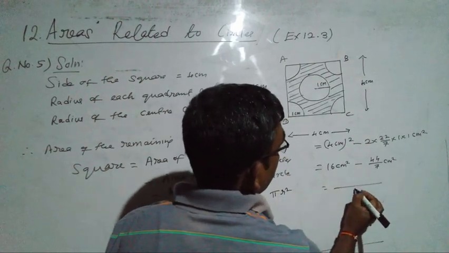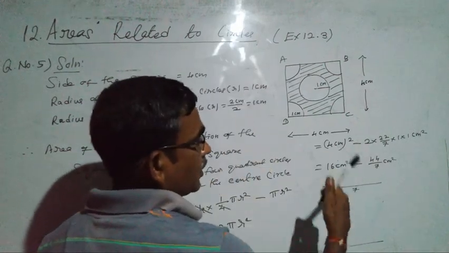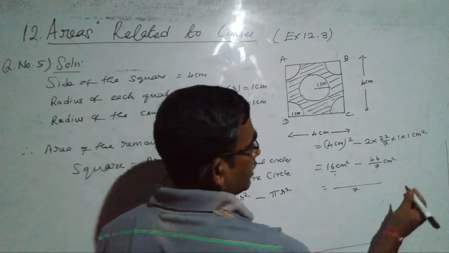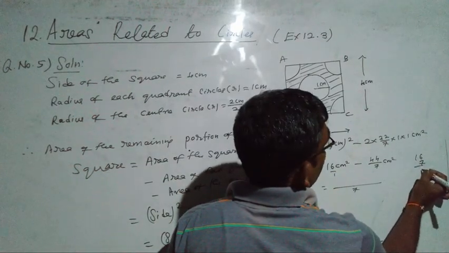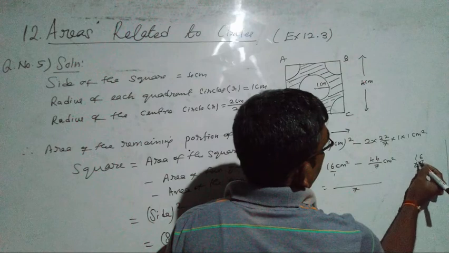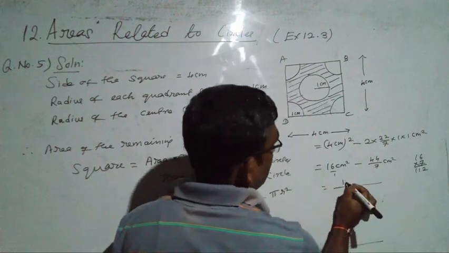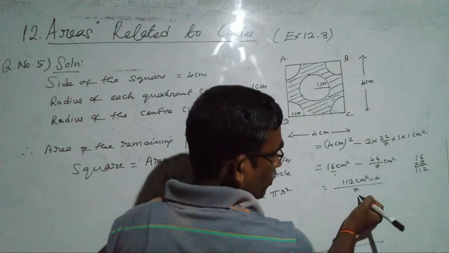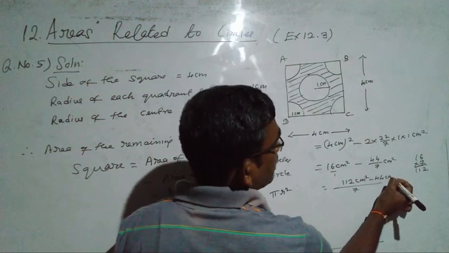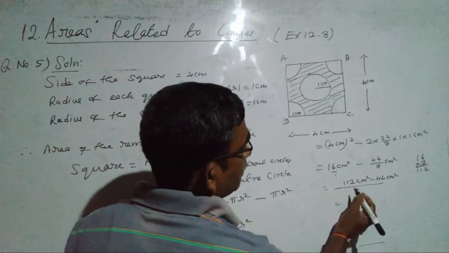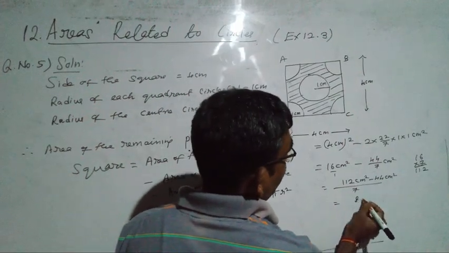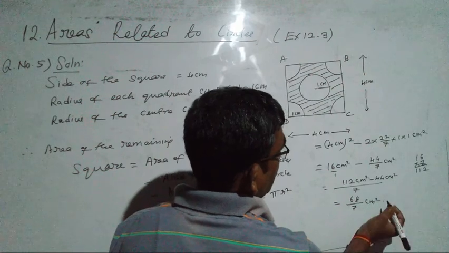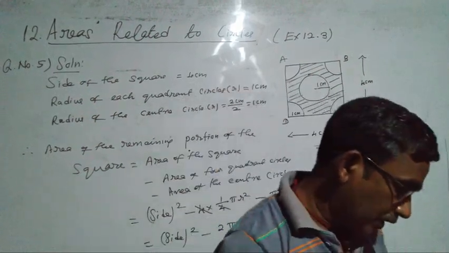Let's take LCM. LCM is 7. 7 into 16 you have to multiply here. 16 sevens are 112 centimeter square, minus 44 by 7. 12 minus 4 becomes 8, and 10 minus 4 becomes 6. So 68 by 7 centimeter square is our answer.